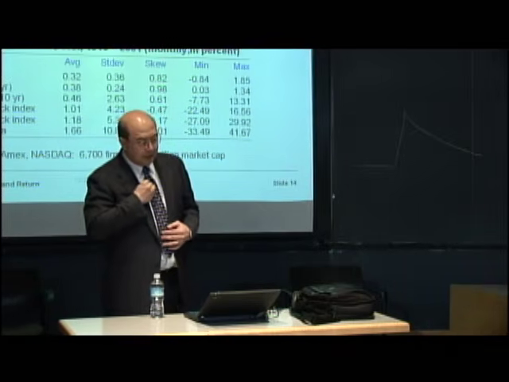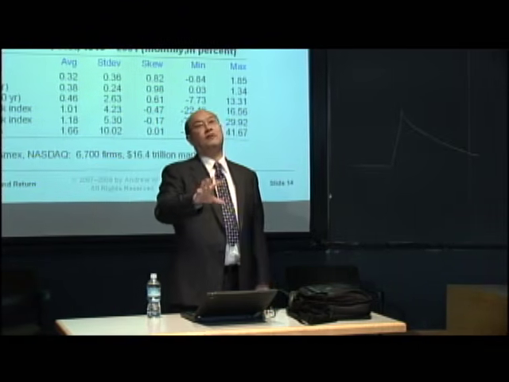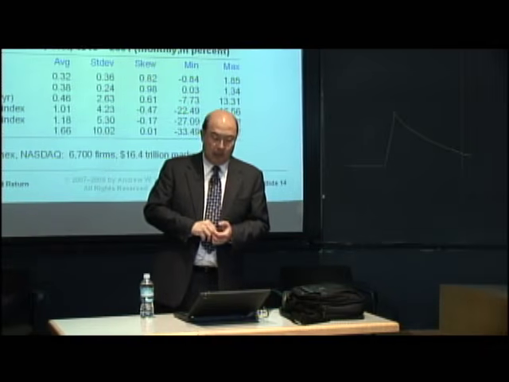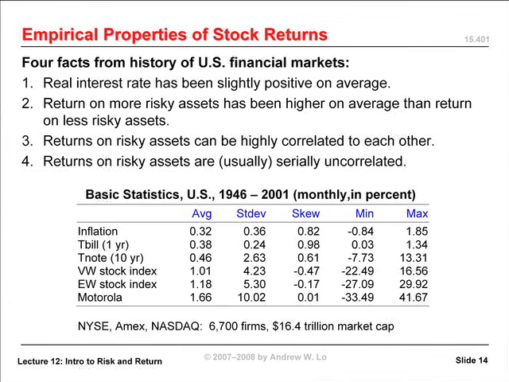All right. So there are 4 empirical facts that I want you to take with you about the US stock market. The first is that interest rates in general have been slightly positive on average, but not by much. In other words, the real interest rate, the nominal interest rate minus the inflation rate, has been pretty low over the course of history. So the first fact is that real rates have been slightly positive.